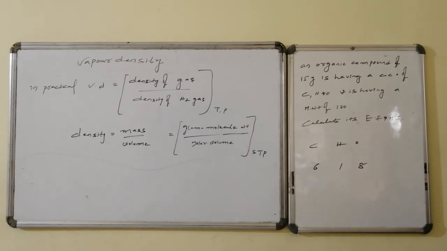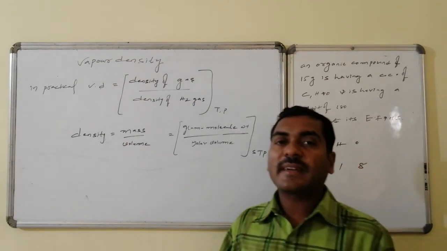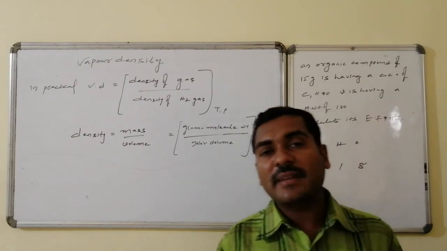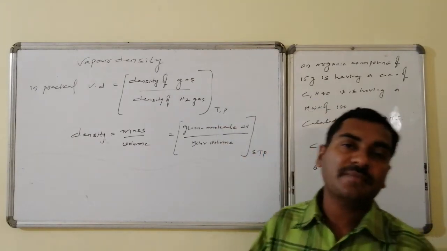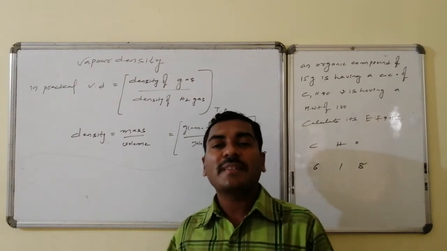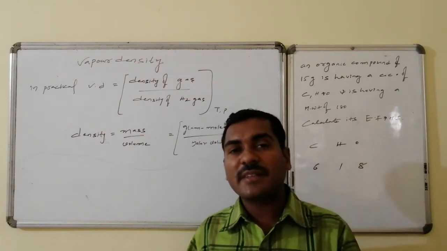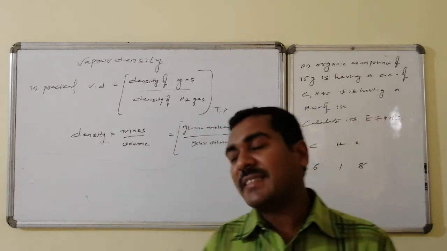The next technical term is vapor density, which is a misnomer. In practice, vapor density is the ratio of the density of the gas to the density of hydrogen under the same conditions of temperature and pressure. That is, the ratio of densities, the relative density of a gaseous component with respect to hydrogen, is said to be the vapor density.